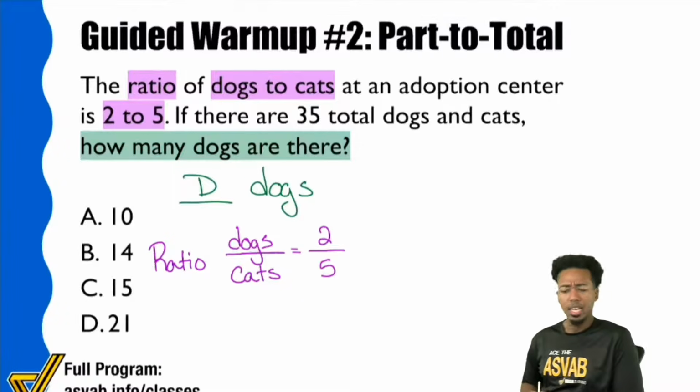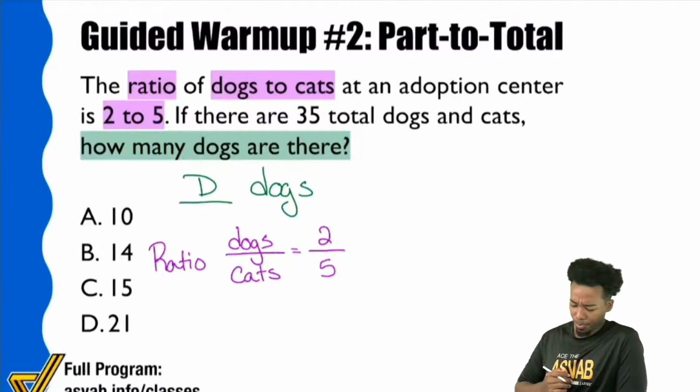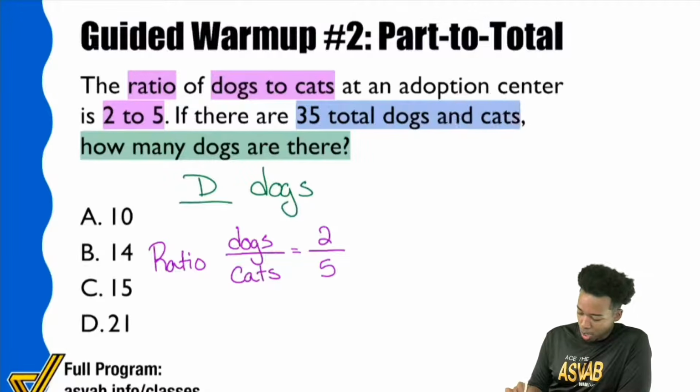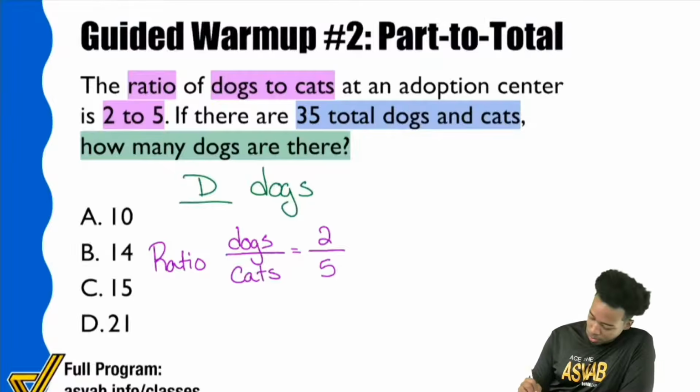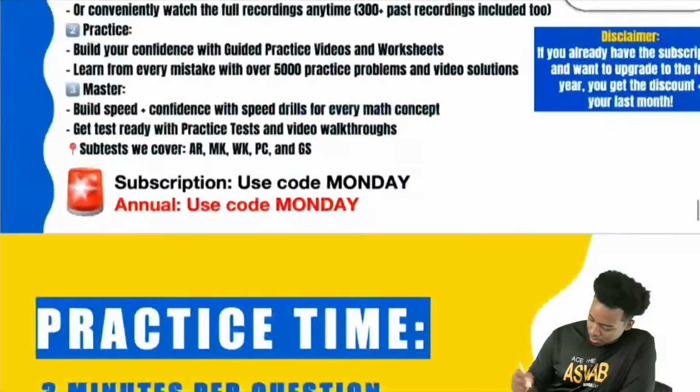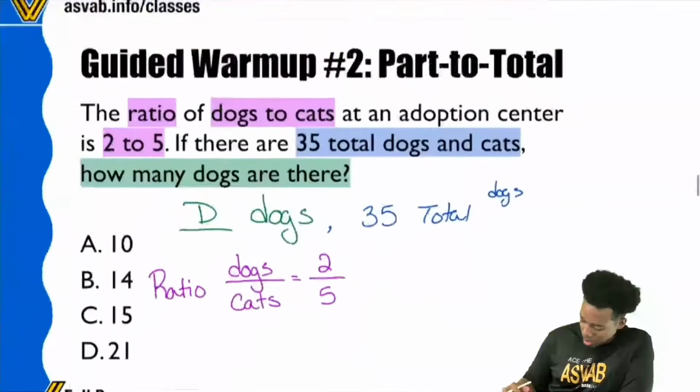We should be good. Now let's move forward and write down this one last piece that we didn't write down yet. Right here it says there are 35 total dogs and cats. So I'm going to write that over here. So we have D dogs and then 35 total dogs and cats.